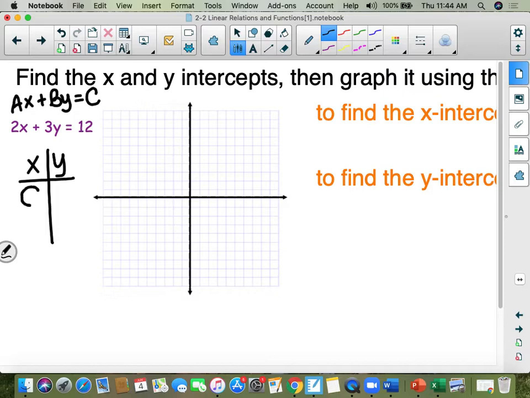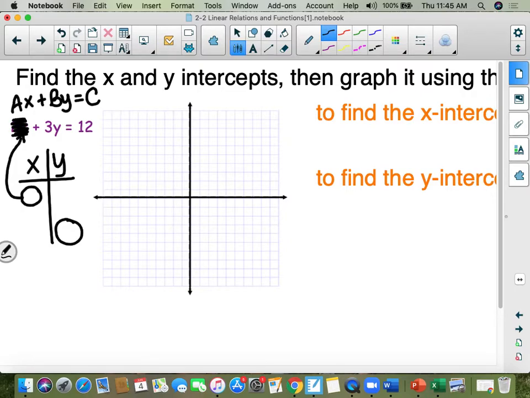You're going to let X equal 0, and you're going to let Y equal 0. You only need 2 points to make a line. So you're going to replace the X with the 0. And what happens when you replace the X with the 0? What is 2 times 0? Doesn't all this cancel out? So what are you left with?